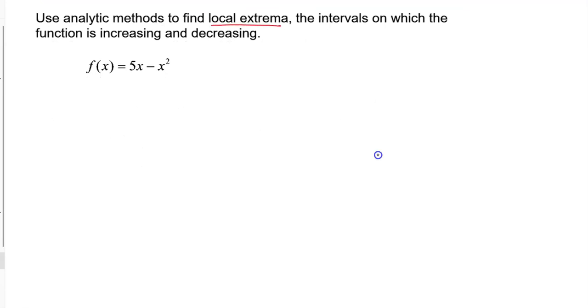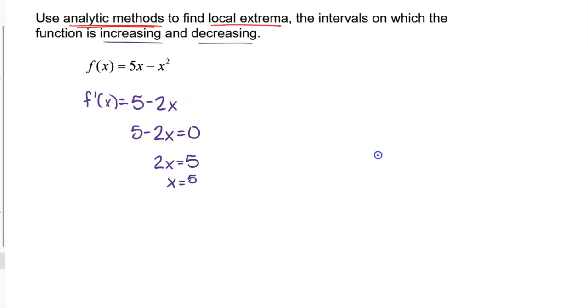All right, so we're going to answer a question that's a lot like the last type of problems we did, where we're finding local extrema using analytic methods. But then they also want us to tell the intervals where the function is increasing and decreasing. Step 1 was to find the derivative, and in this case, it'll be 5 minus 2x. Step 2 is to find the critical points. There's nothing that makes this derivative undefined, so we only have to find places where the derivative is equal to 0, and that happens at 5 halves or 2.5.